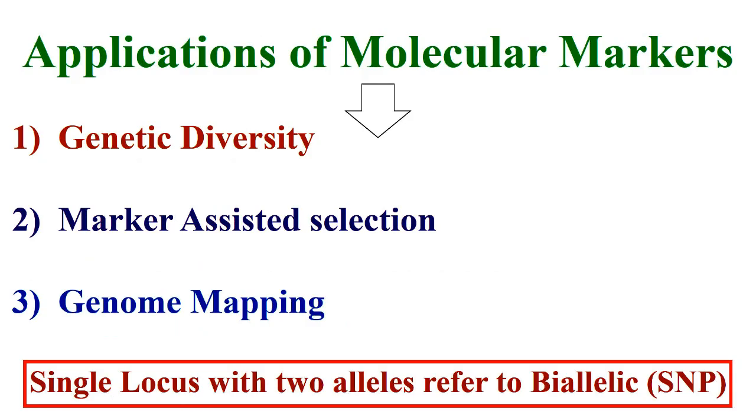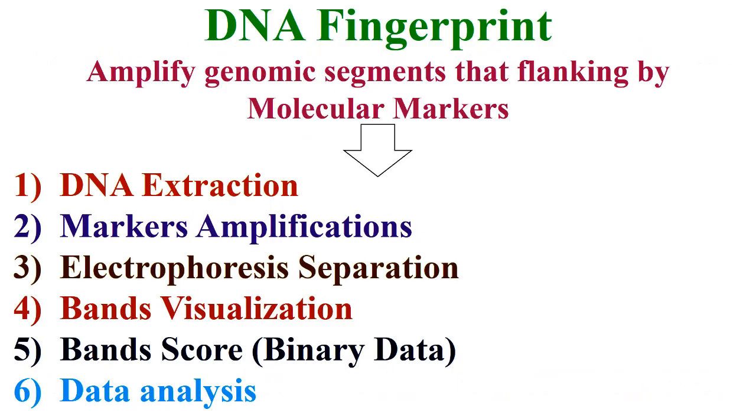But pay attention please. A single locus with two alleles refers to biallelic markers, such as SNP markers. Continuously. DNA fingerprinting amplifies genomic segments that are flanked by molecular markers through DNA extraction, plus marker amplification, plus electrophoresis separation, plus band visualization, plus band scoring, plus data analysis.